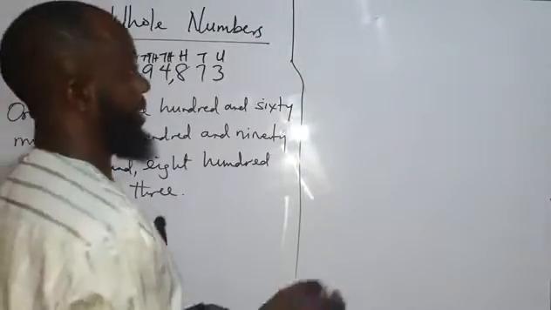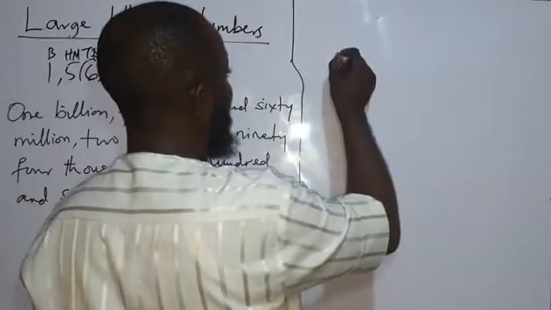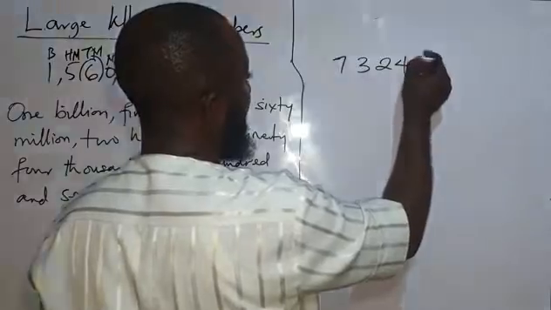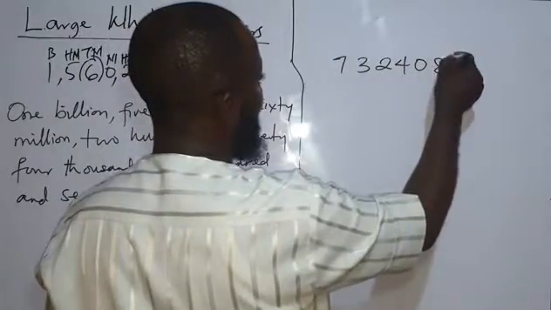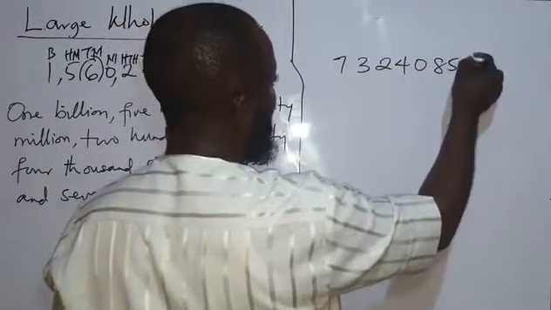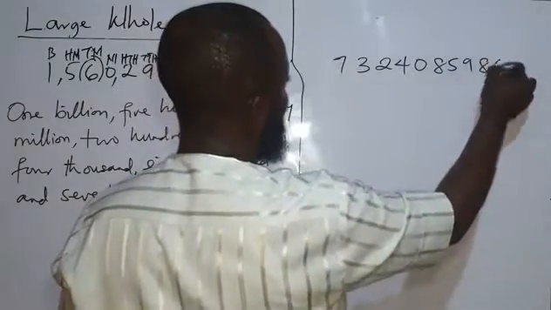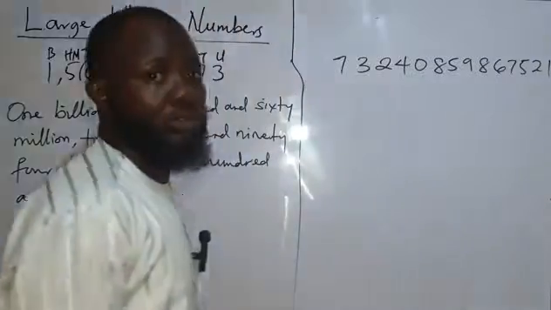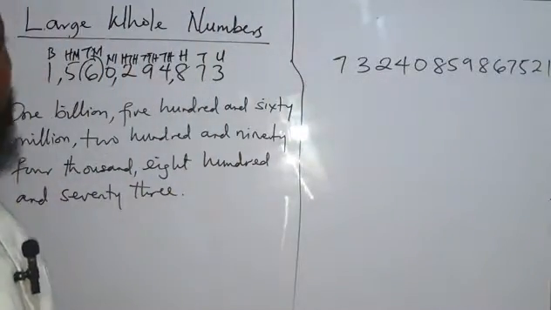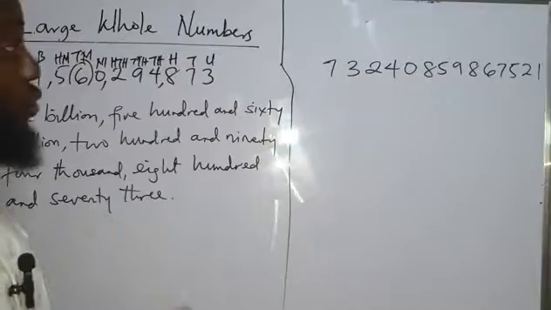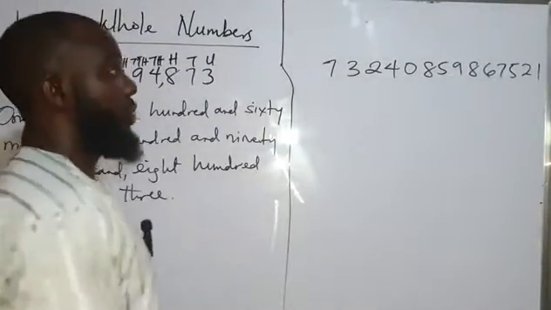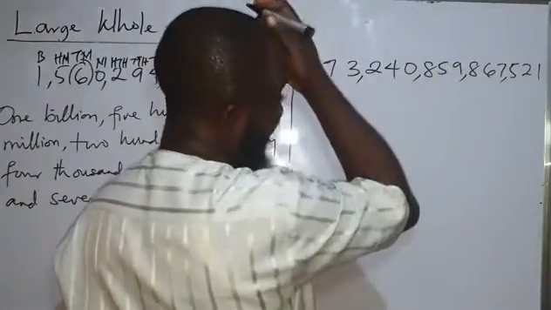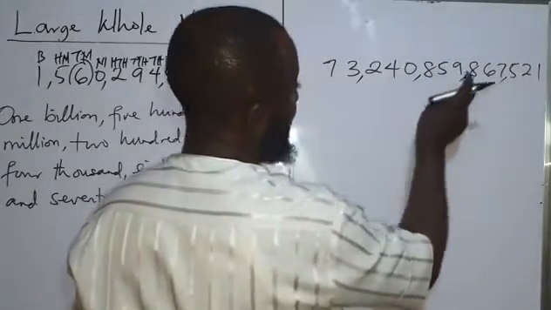Let me give you another example. So let's say we have 7, 3, 2, 4, 0, 8, 5, 9, 8, 6, 7, 5, 2, 1. We want to write this in words. You can see that no comma, nothing. So the first thing you do, because that's how it will come in the exam, you group them in threes. 1, 2, 3, 1, 2, 3, 1, 2, 3.